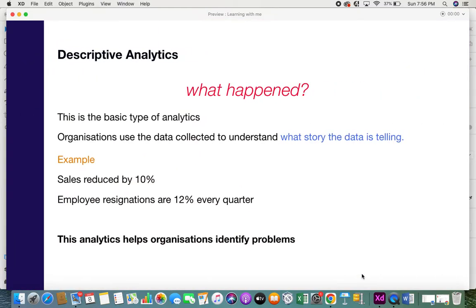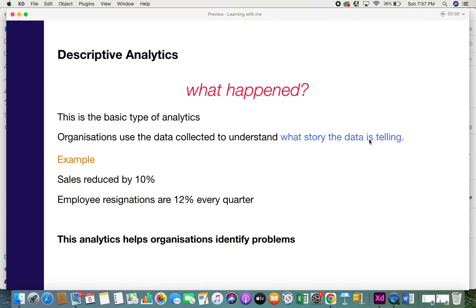So the first one is descriptive analytics. Generally there are a lot of analytics that a company does. The very first basic analytics that needs to be done is descriptive analytics, and this is the first stage. This analytics model mainly focuses on the key idea of what happened. Organizations collect a lot of data, and the data comes in from a lot of data sources. Organizations use that data to understand what story the data is telling.